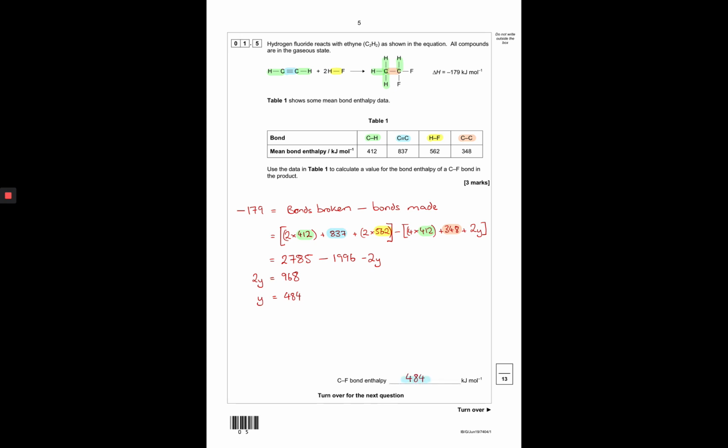Okay, it wasn't too bad. You just had to be careful, I guess, because it was a bit unusual to be asked for a particular bond. Where people could make mistakes is getting these the wrong way round. They could have bonds made minus bonds broken, which is wrong, of course, or they may have miscounted some of the bonds.